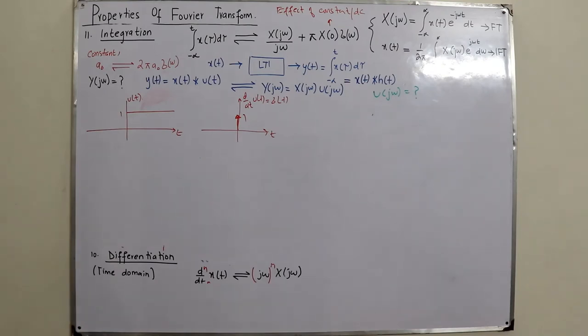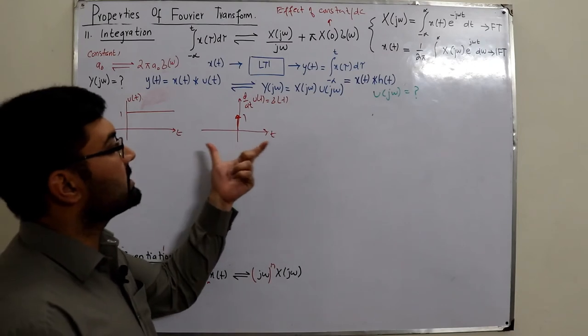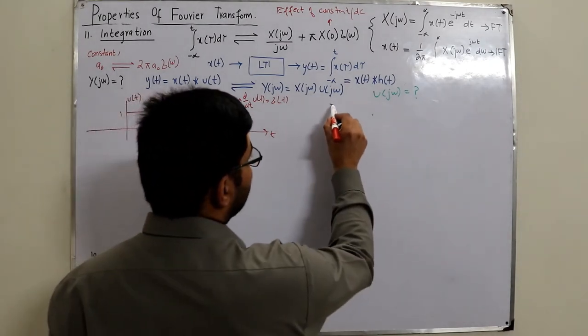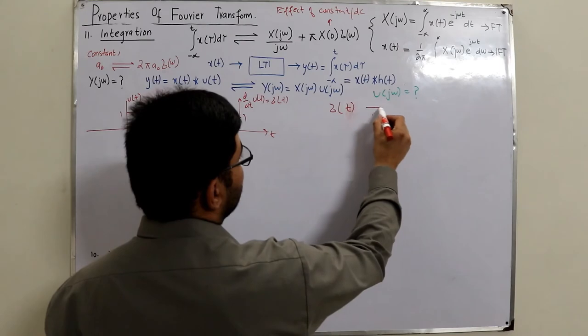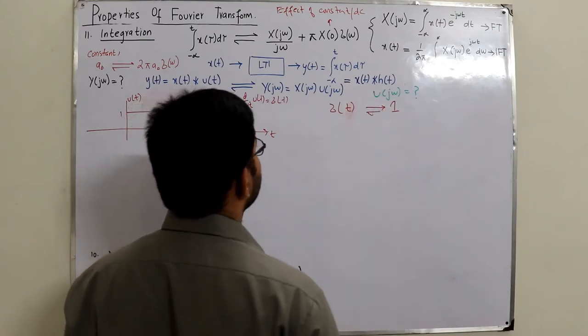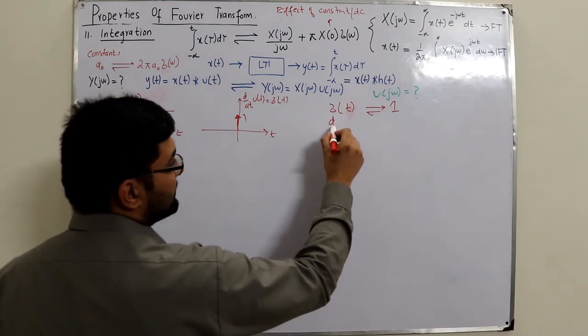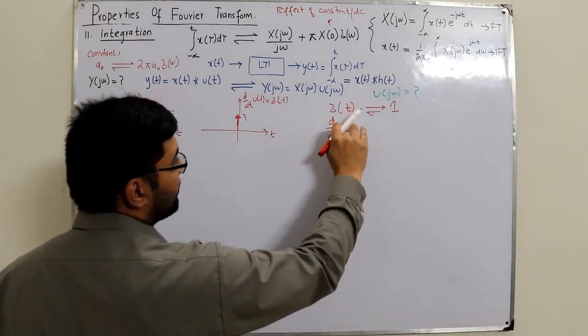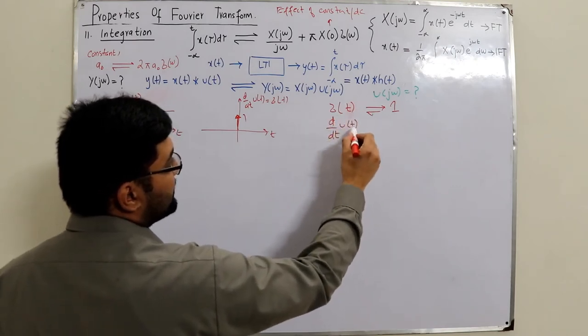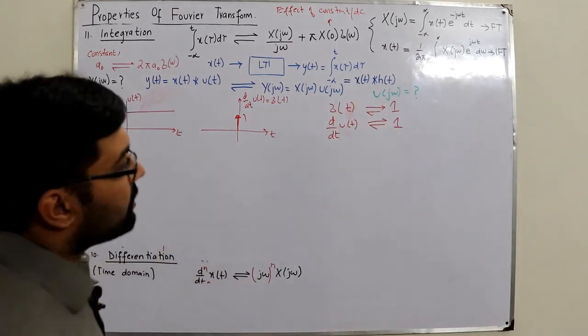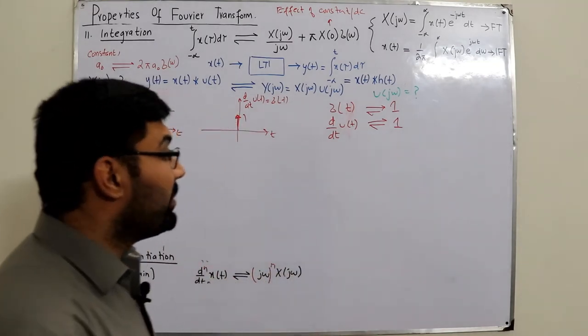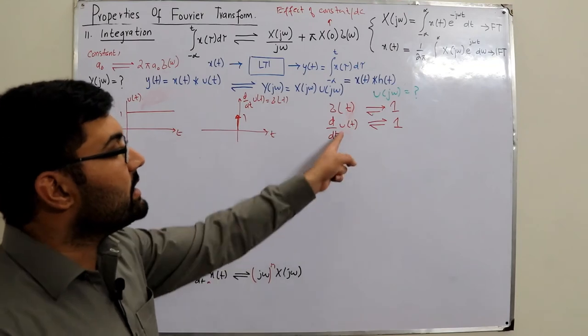Which means, how can I write it? I can write it as that the derivative of the unit step has a corresponding Fourier transform, and we know the Fourier transform of an impulse signal is a constant value 1. So over here I could write that the derivative of u of t, which is an impulse, has a Fourier transform equal to 1. Is it fine till here? But have a look, I do not need it of the derivative. I need it only of u of t.